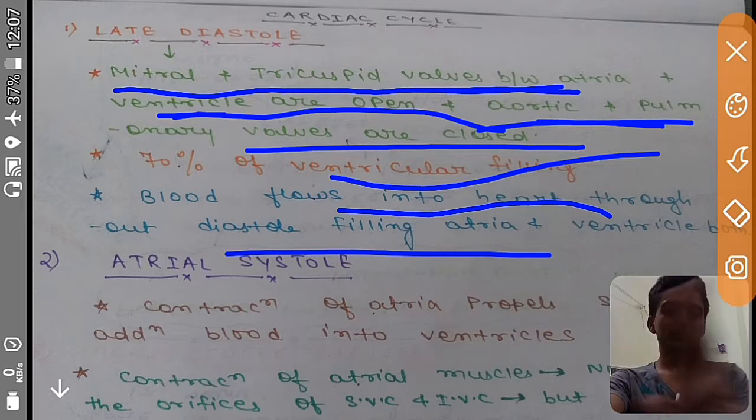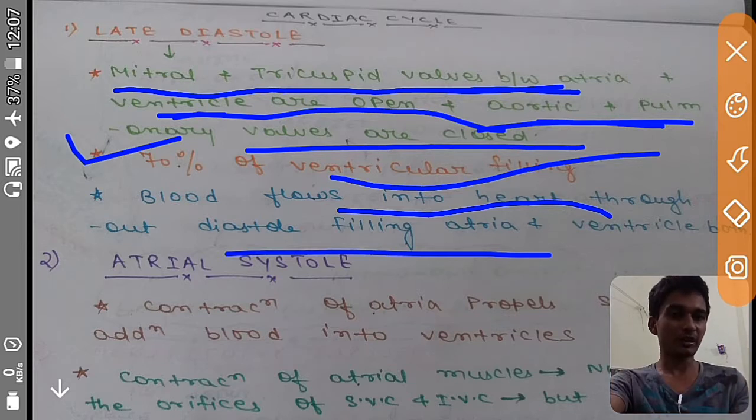Now 70% of ventricular filling occurs in this late diastole, and blood flows into the heart throughout diastole. There are many important points here. 70% of ventricular filling occurs in this late diastole period, and the mitral and tricuspid valves between atria and ventricle are open so that blood can come from atrium to ventricle, and the aortic and pulmonary valves are closed so that blood will not outflow from the ventricle to the aorta and pulmonary artery. And one more thing, in the atrium, blood is coming from the veins, superior vena cava and inferior vena cava, and that blood is actually going into the ventricle, from atrium to ventricle.